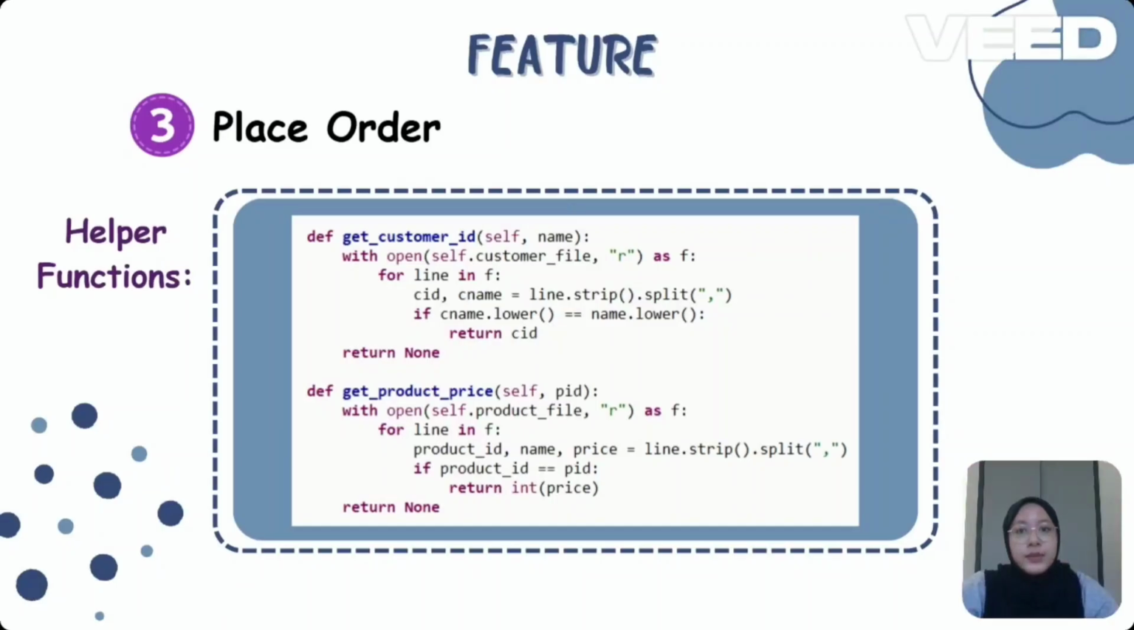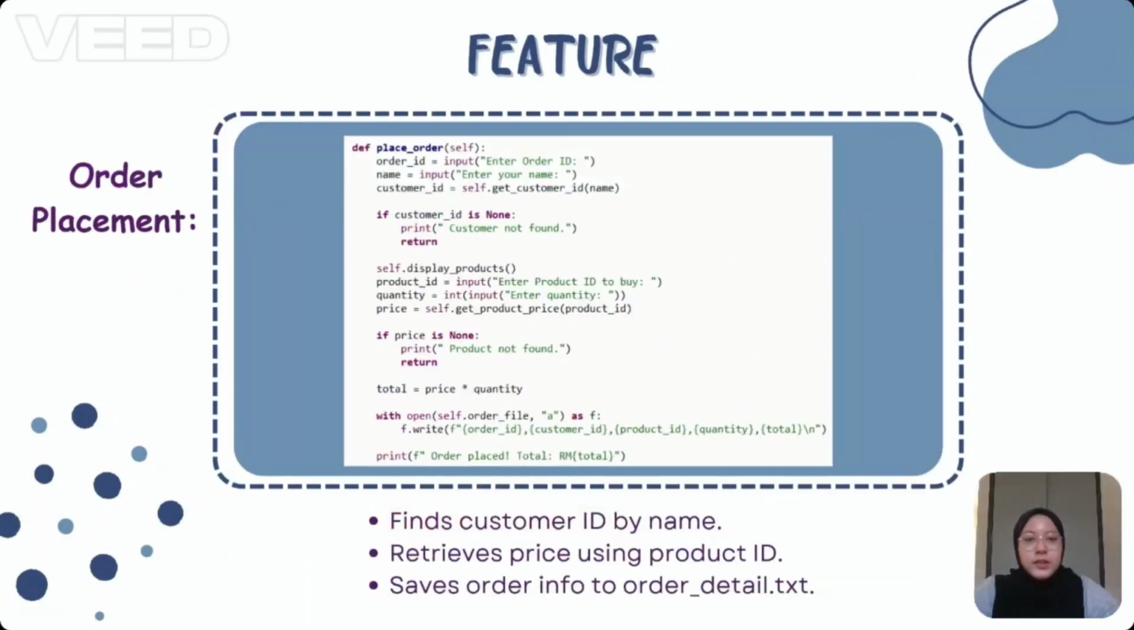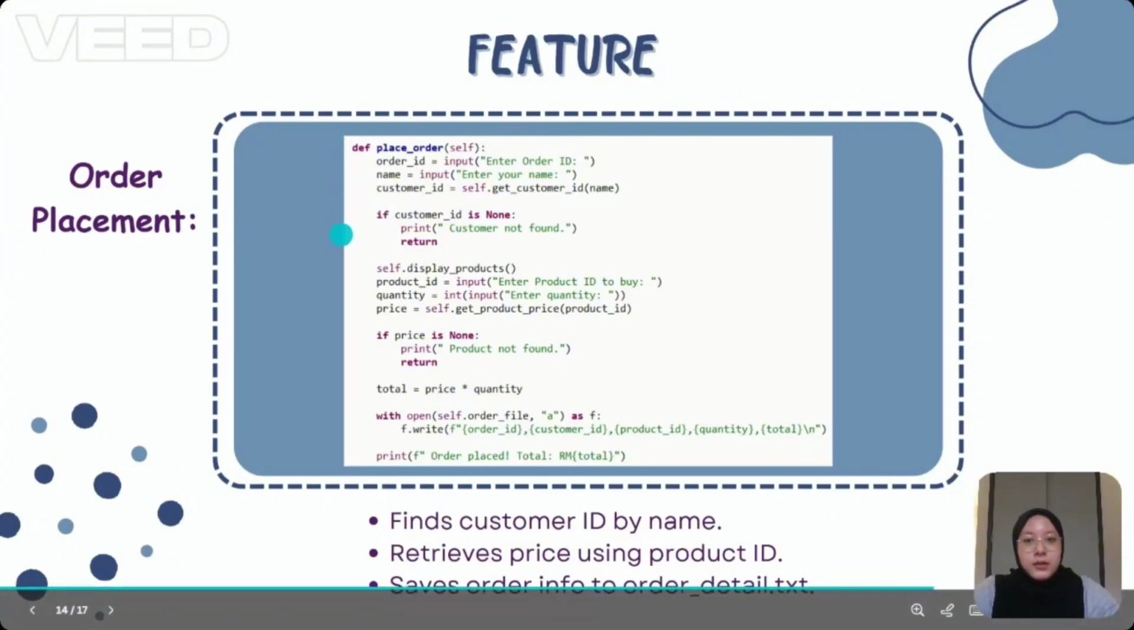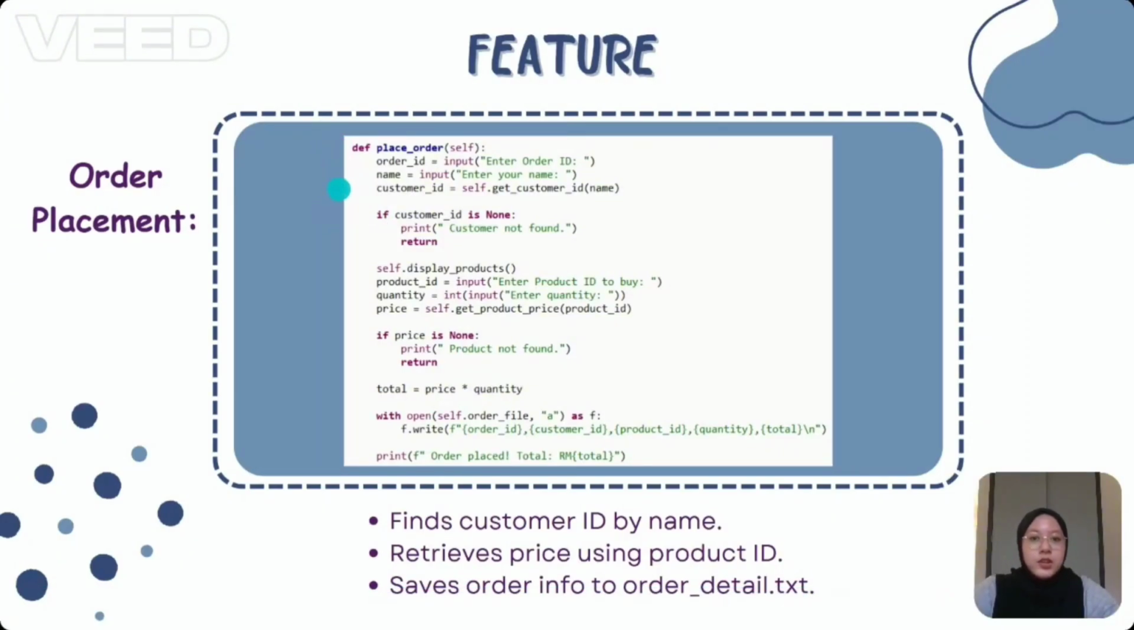So what are the purpose and contribution? This helper function supports the order placement process by handling background tasks like customer identity verification and product price retrieval. And they make the system modular and maintainable, keeping the core place order logic clean, readable, and focused on user interaction. And the last function is the function place order, and in this part is the customer verification.